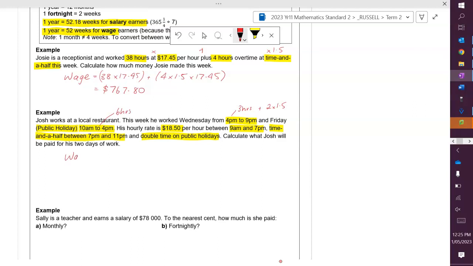If we were to calculate the wage, we've got our 3 hours at our normal rate of pay, $18.50. We've then got 2 hours at time and a half times our hourly rate of pay. And then we've got our 6 hours at double time of our standard rate of pay. So if we just do each little bit and add them all together, we end up with, for 2 days, he gets $333.